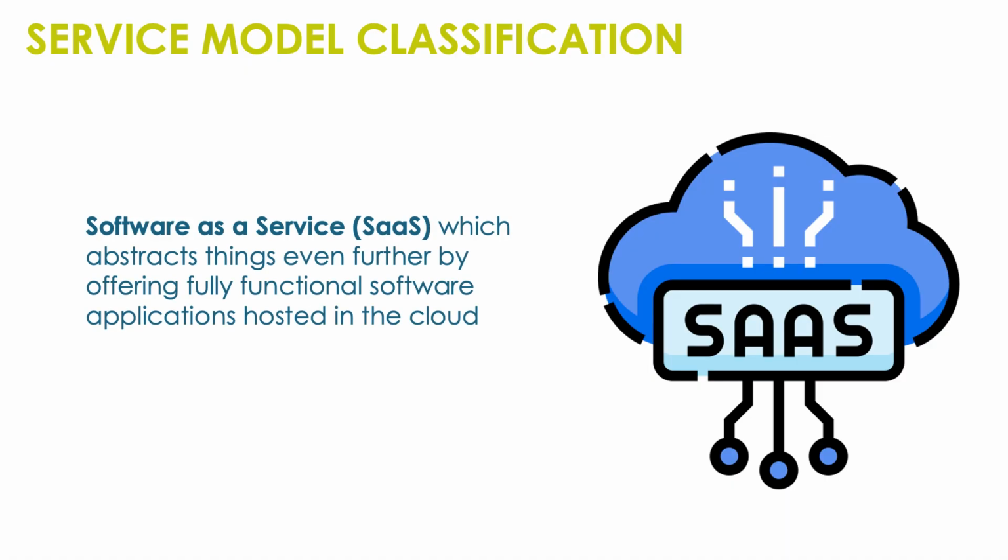The third model is software as a service, which abstracts things even further by offering fully functional software applications hosted on the cloud. Users can access software over the internet via web browser without installing or maintaining anything on local devices. These applications are typically subscription-based, and you can scale your usage based on your needs.